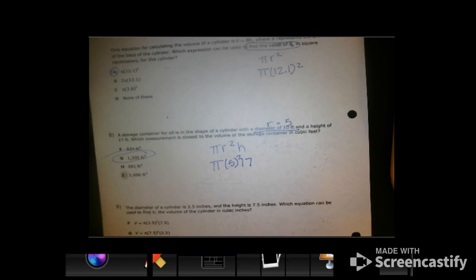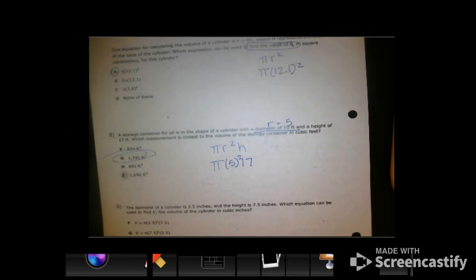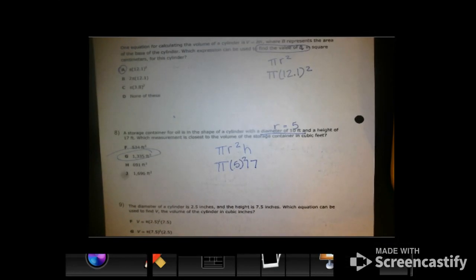I don't understand what this means. You find the circumference by doing pi times diameter. So that tells you that that's the diameter. So you would half it. Oh, that's it?